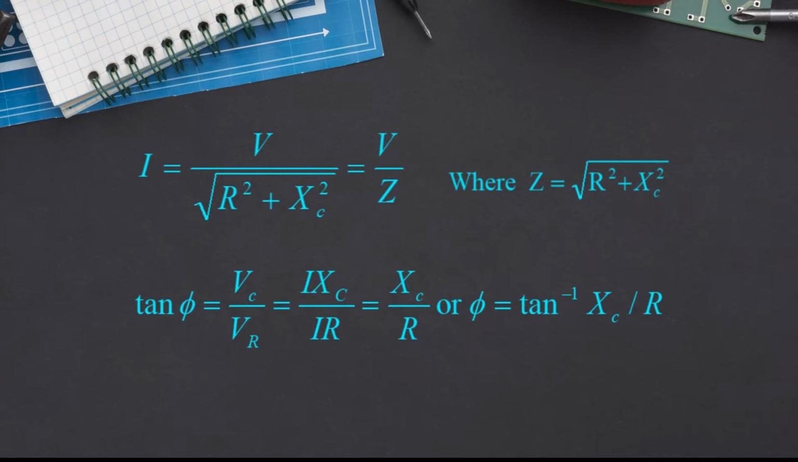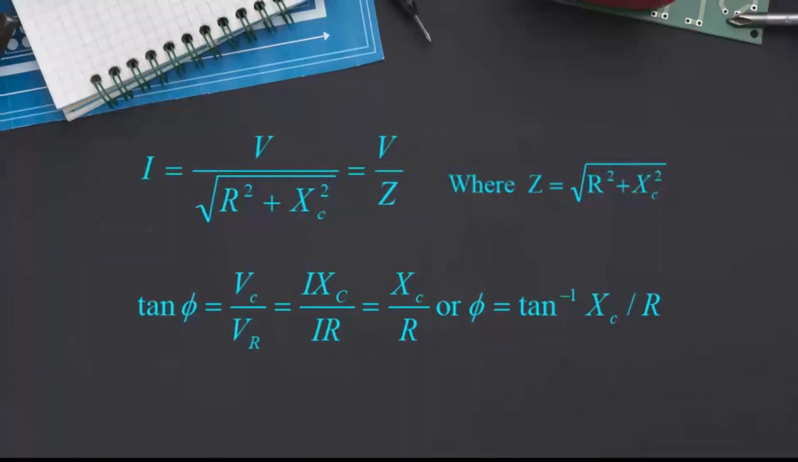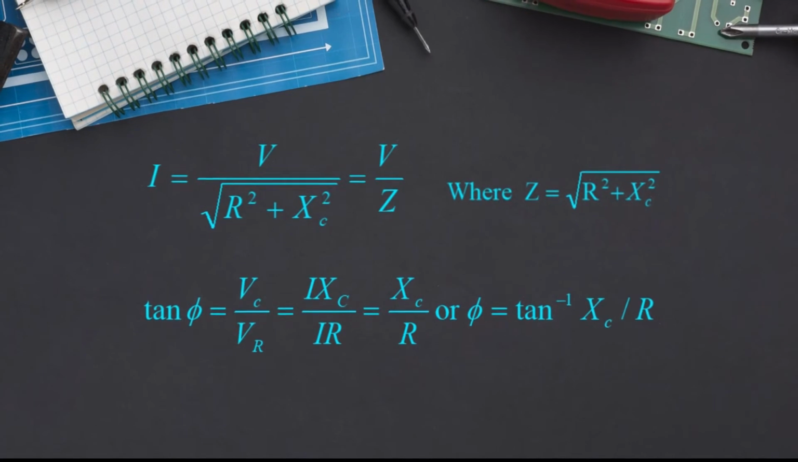Now you have to find out the phase angle also. This phase angle can be calculated with the help of the phasor diagram as shown in the previous slide. So tan phi can be written as Vc upon Vr. And what is the value of this Vc? Vc is equal to I into Xc. And what is the value of Vr? That is the voltage drop across the resistance.